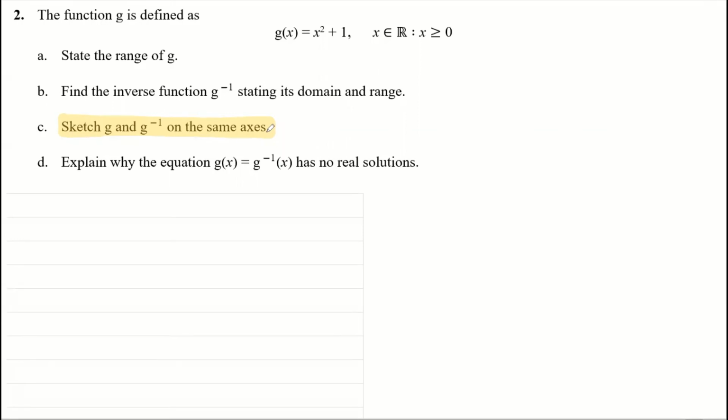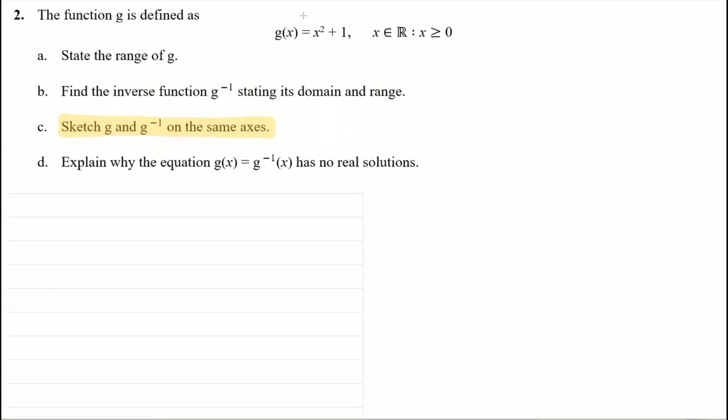So I want to see if the sketching and the algebra do in fact prove that this is the correct approach. So let's have a go at this sketch. Now, I'm going to sketch the function g first, and then I'm just going to use the symmetry of the line y equals x to draw it on.